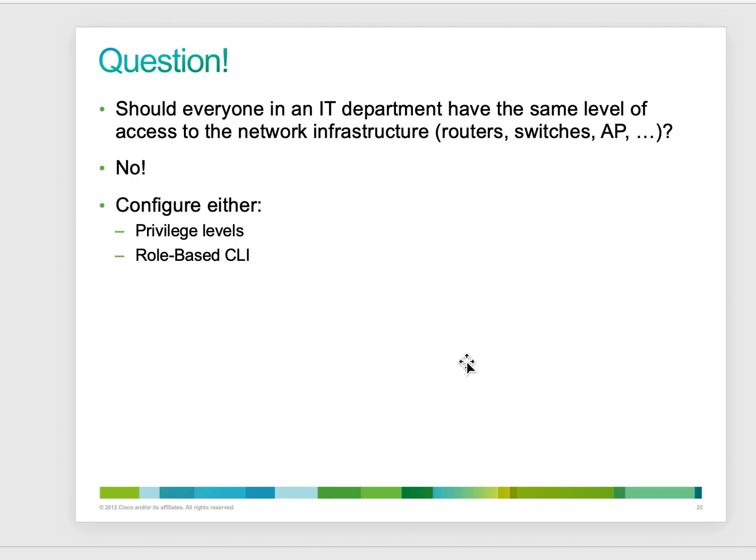Okay? So in a network, what we should do, we should configure either the privilege levels, where you create different levels for the people, or you use what we call the role-based command line interface. Role-based. Based on their role, you give them privileges. So either we follow the role-based command line, or we use the privilege level, or both of them.